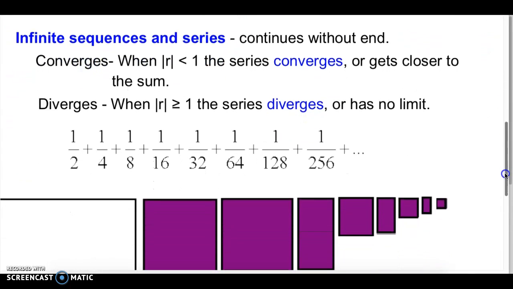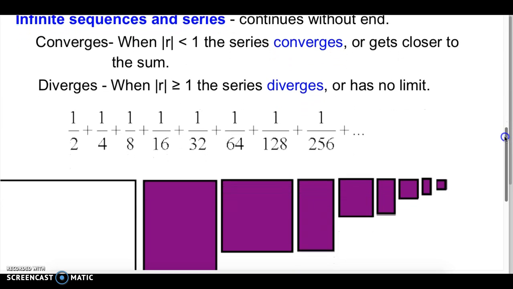If you have an infinite sequence or series, that means it continues without any ending term. So you can find the sum when the series converges. That only happens if the absolute value of the ratio is less than 1, something like a half or negative 1/4. If the series diverges, the ratio is greater than 1, you cannot find the sum. So a ratio like -5 or 4 or 3.5 would have no sum.